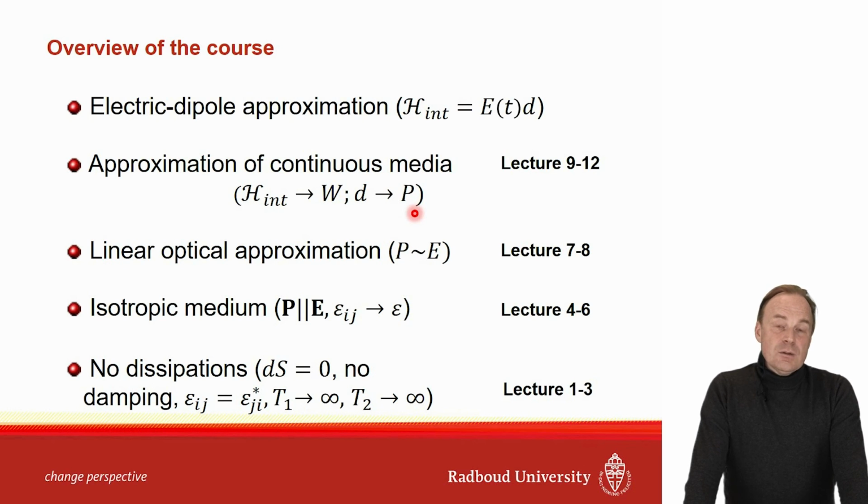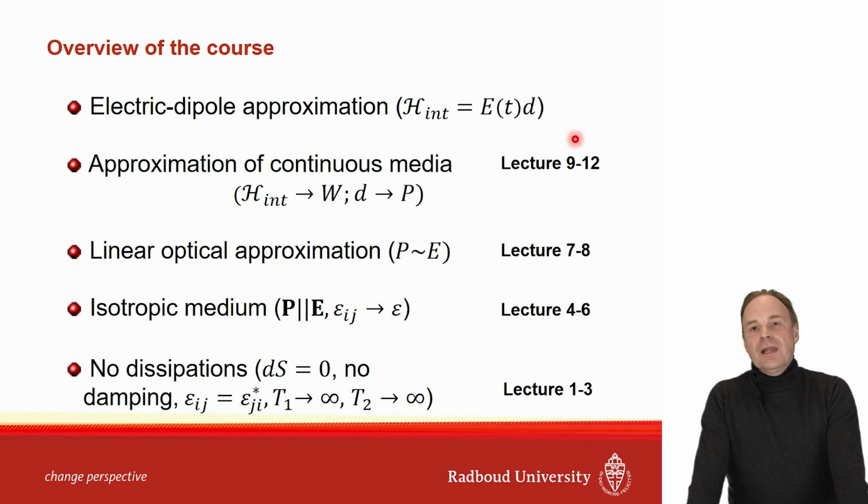What we have not done, we haven't gone beyond the approximation of electric dipole. So everywhere in our lectures, independently of whether we used the quantum mechanical approach or the classical approach or the thermodynamic approach, everywhere the energy of light-matter interaction was given by the interaction of the electric field of light and the dipole moment. And basically you can see here it was the core of the whole course.